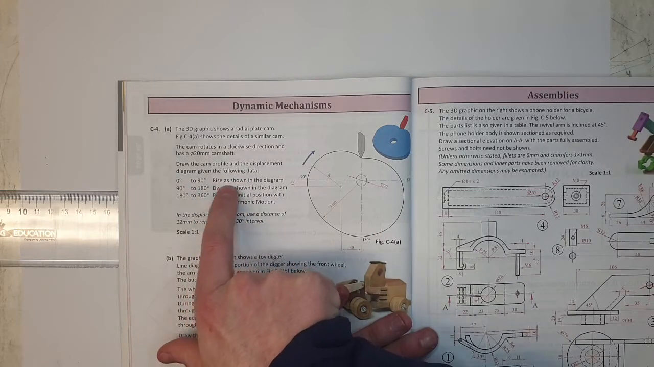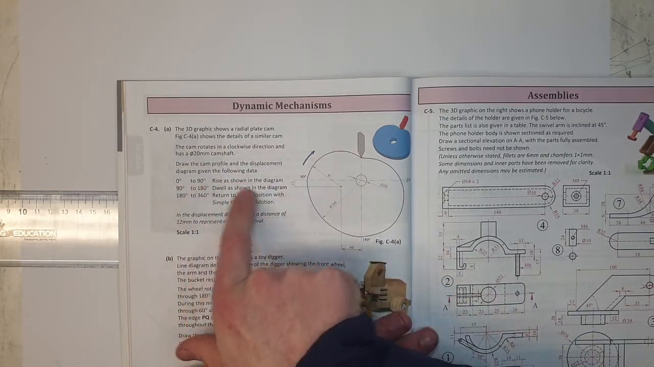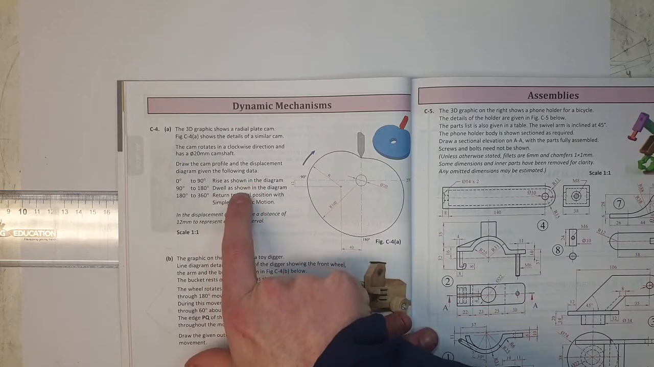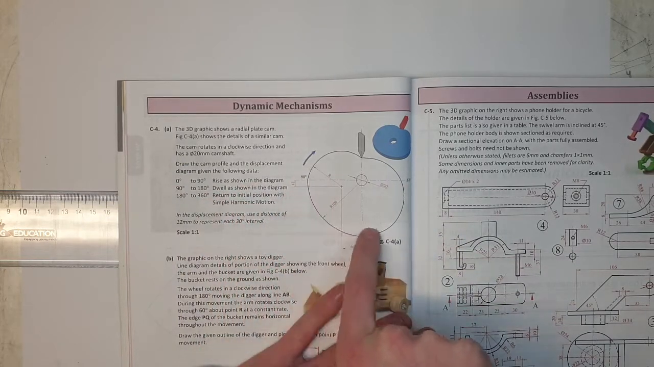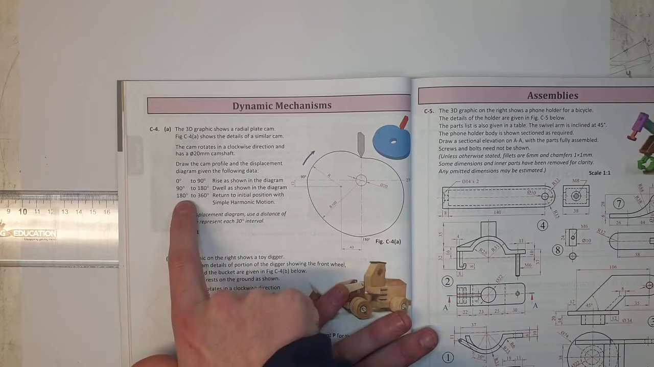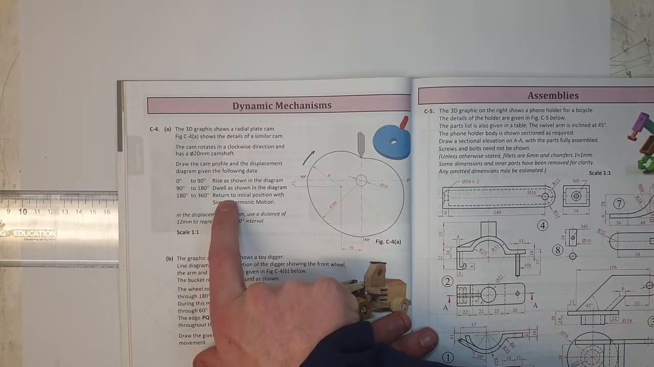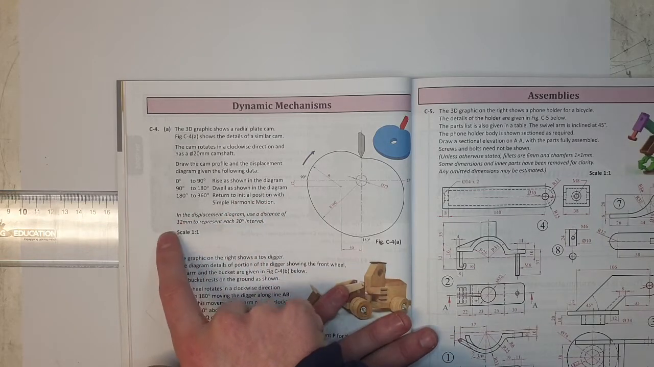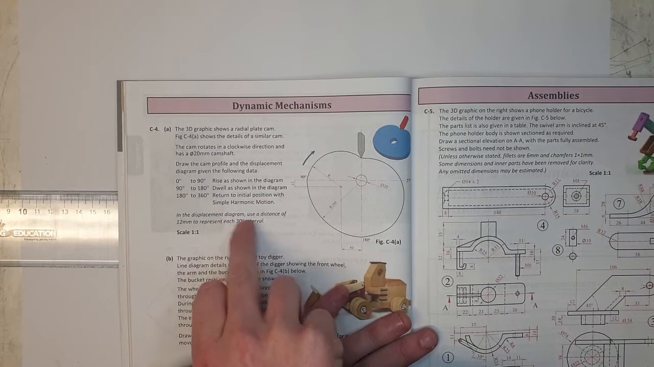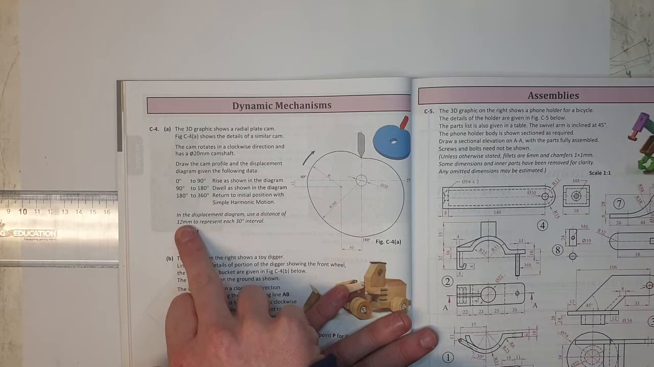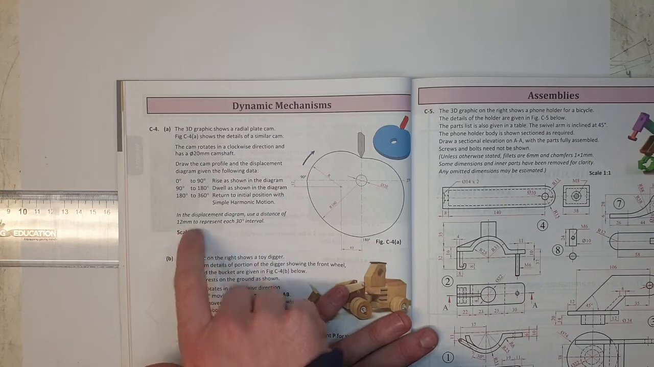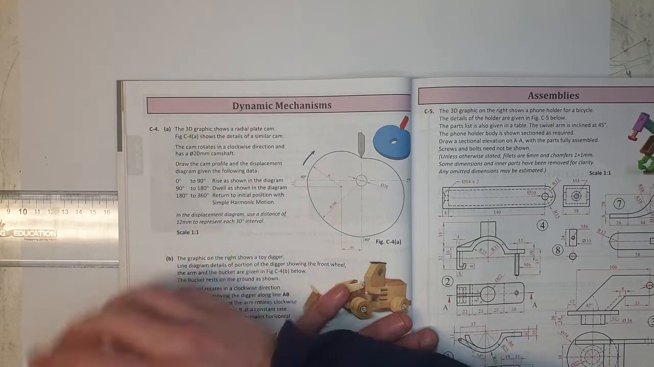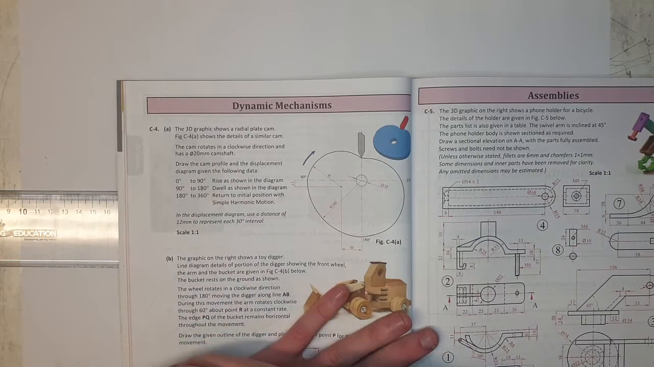And then we've 0 to 90 rise as shown in the diagram, so that's basically given by that curve. We have a dwell as shown in the diagram, so that's the radius 100, and then 180 to 360 we have a return to initial position with simple harmonic motion. Also what's important is that they ask us to use a distance of 12mm to represent each 30-degree interval, so that's to do with our displacement diagram. The gaps between the 30-degree intervals is going to be 12, so it changes year by year. Sometimes it's 10, sometimes it's 15, but in this case it's 12 we're asked to do.